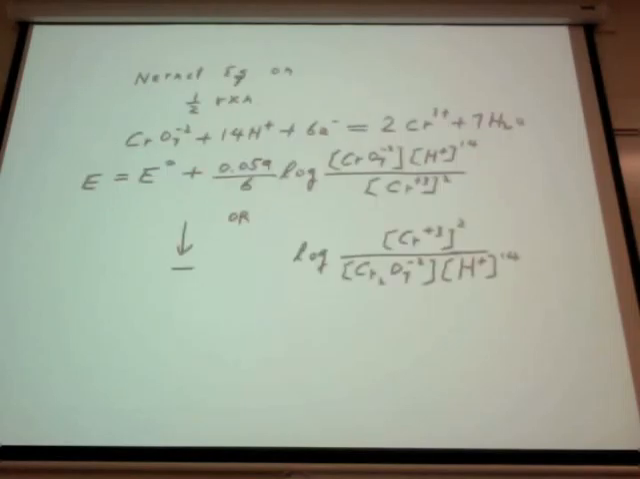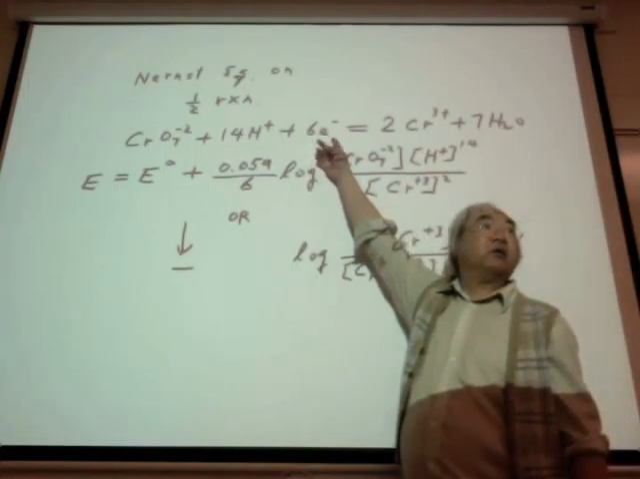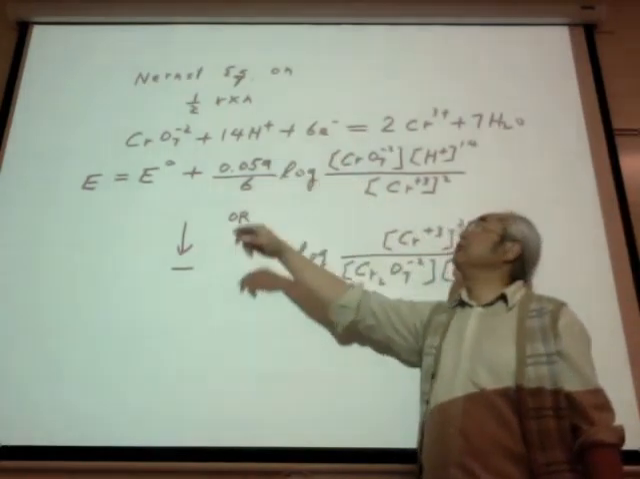Okay, the Nernst equation for half reaction. Now, the Nernst equation can be applied to both complete reactions as well as half reactions. So here, this is obviously a half reaction. Where the obvious comes from is the number of electrons. Okay, so this is a half reaction.